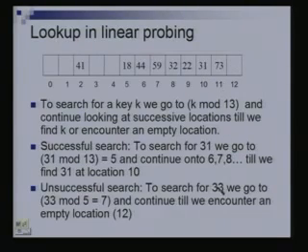Suppose I am searching for 33. 33 mod 13 is 7, so I would start here. Then I come here, it's not here. I come here, it's not here. I come here, it's not here. I come here, it's not here. I come here and I find this location is empty. This means 33 could not be there at all in this table, because if 33 were there, it would definitely have been inserted by this time, up to this position, because this is an empty location. Everyone with me?